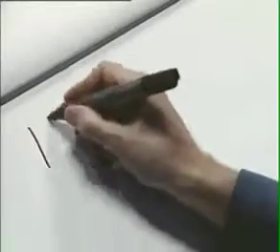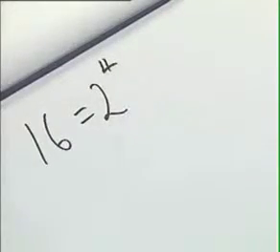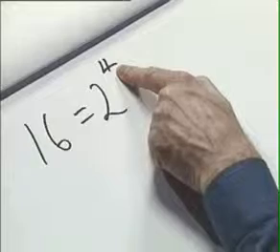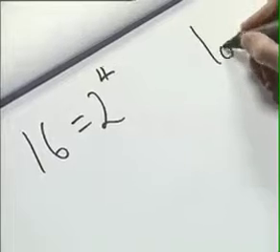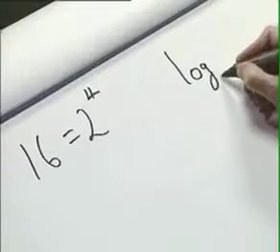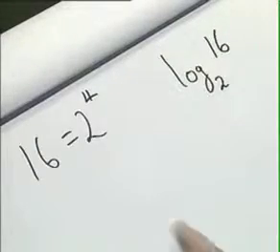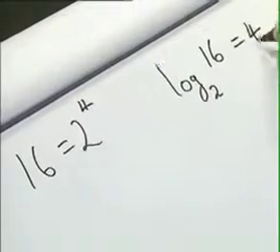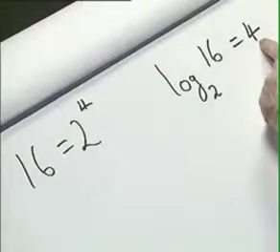So, what exactly is a logarithm? Let's start with this: 16 is 2 to the power 4. This is the power, the index or the exponent, and this is the base. If we take the logarithm, which we usually write as log, to base 2 of this number 16, then the logarithm is 4. This power, index or exponent becomes the logarithm.